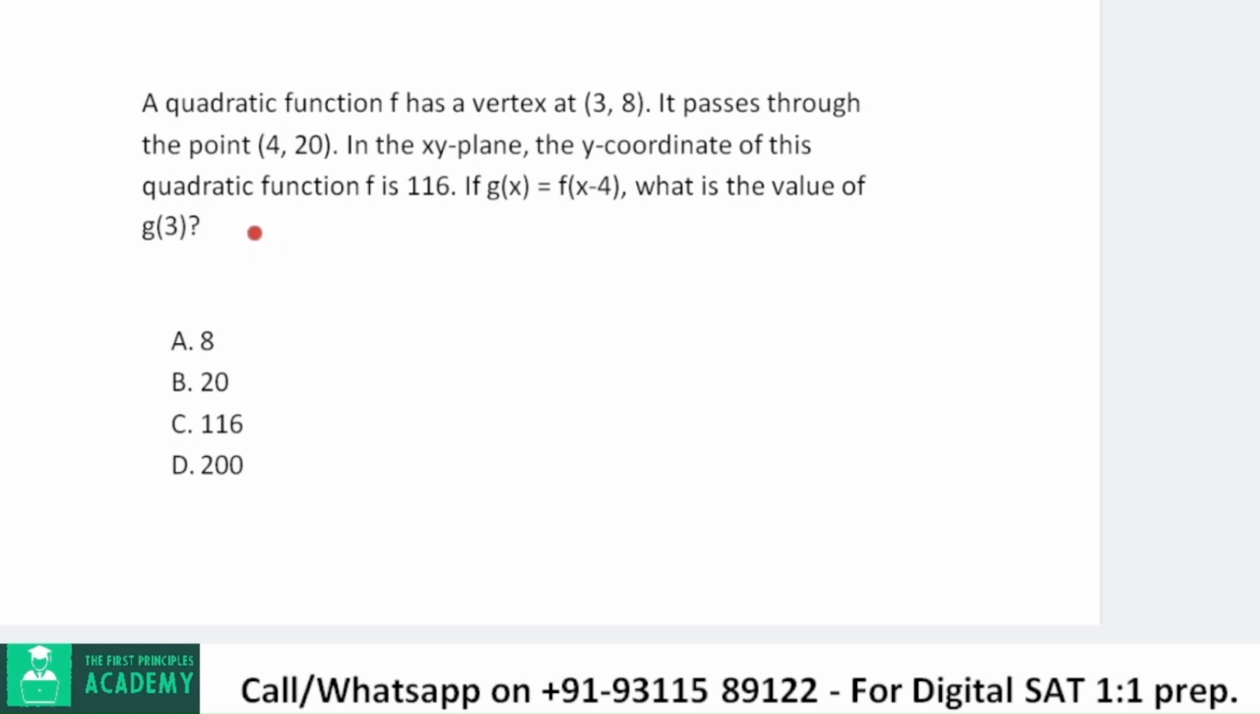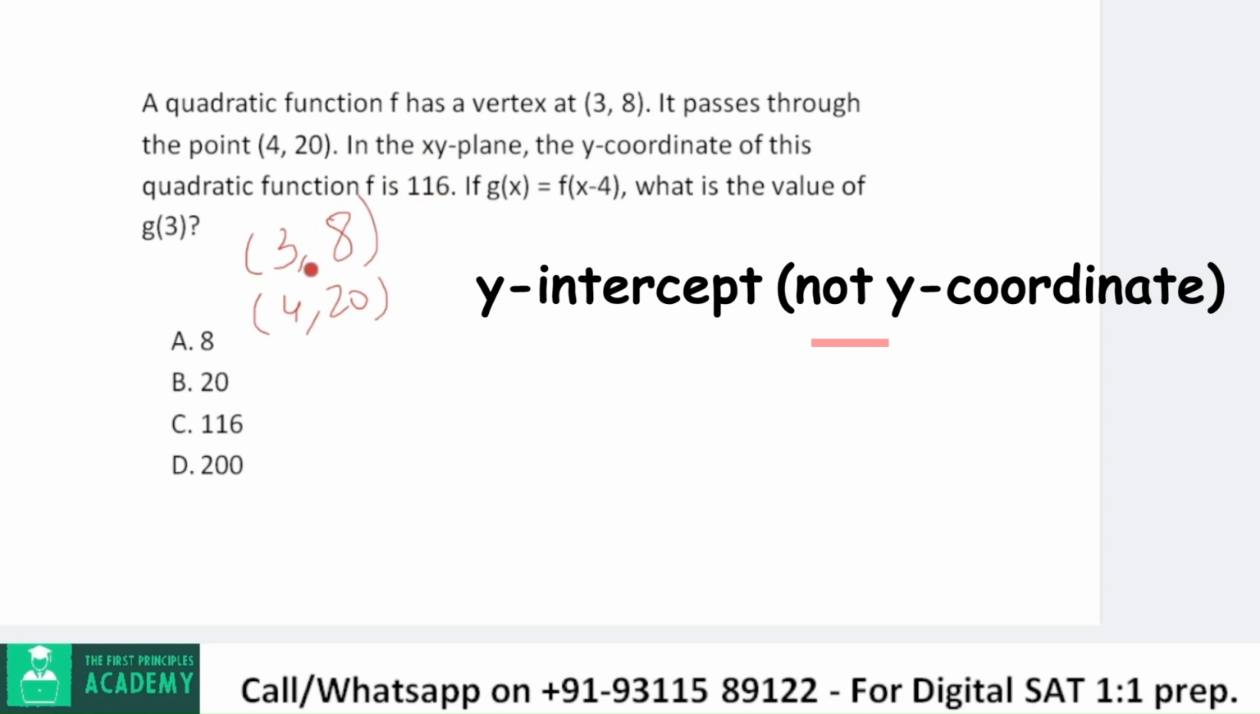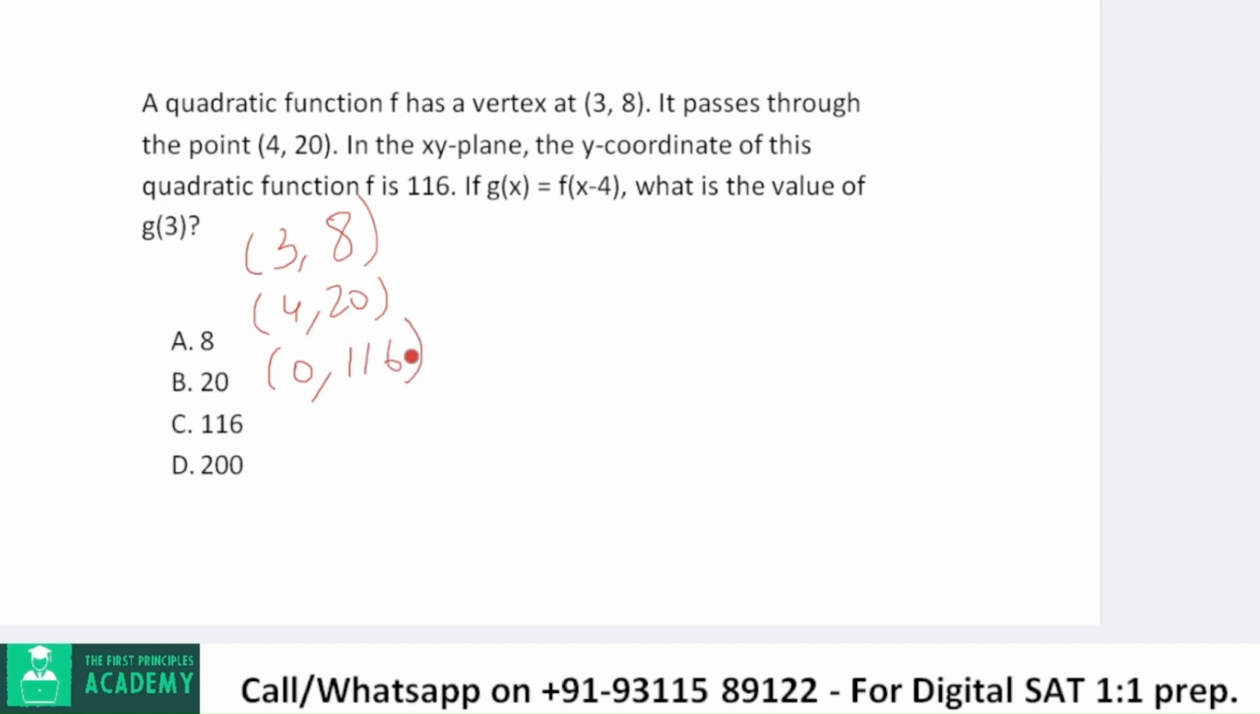So I obviously know there is a vertex which is 3, 8. I know another point which is 4, 20. And I know a third point. How is that? The y coordinate is given. So for the y coordinate, x is always going to be 0. So the third point that I know is 0, 116. Now with these 3 points, I would be able to draw the quadratic function, right?